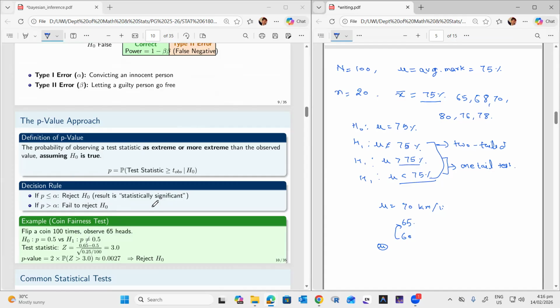All right. Here, if P is less than or equal to alpha, we reject the null hypothesis, or we say that it is statistically significant. If P is greater than alpha, we say that we fail to reject H naught.